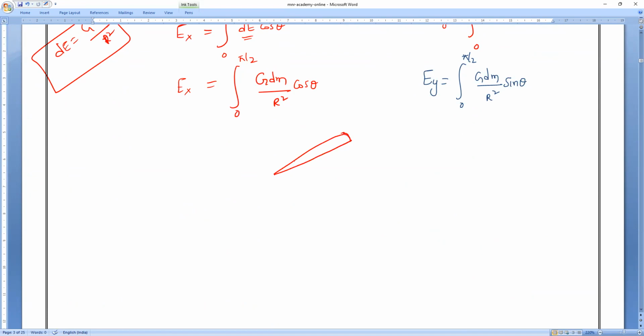That is the dm mass, having a d theta angle and radius r. Then what is the length of this one? Anybody can tell? Speak loudly. We all know. What is that, guys? r d theta. Right or wrong?